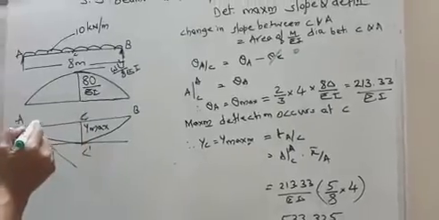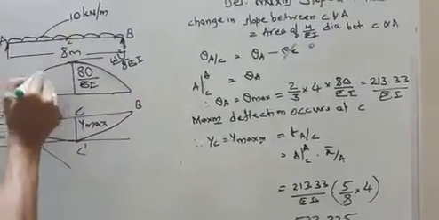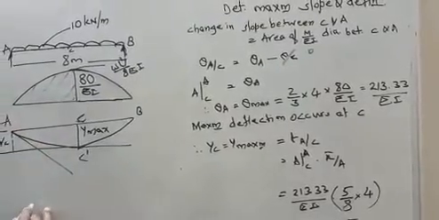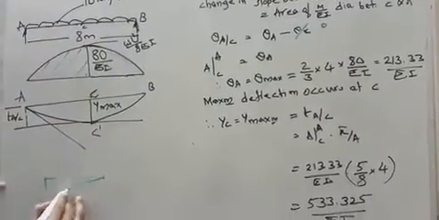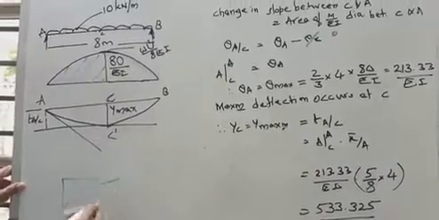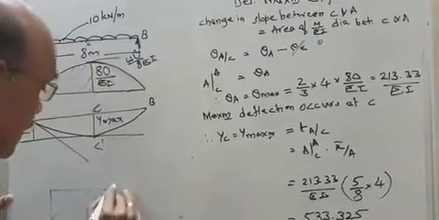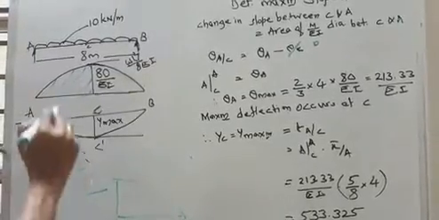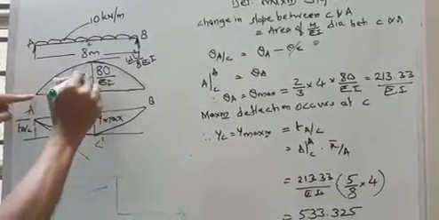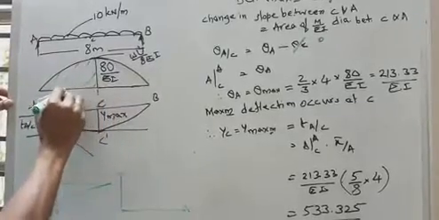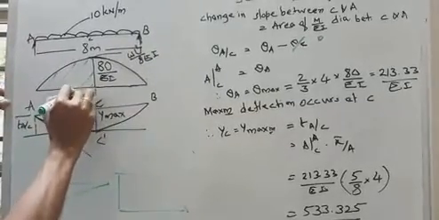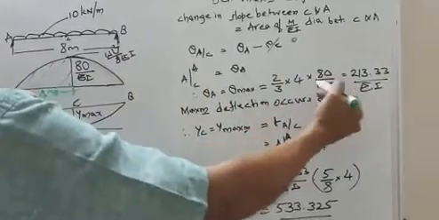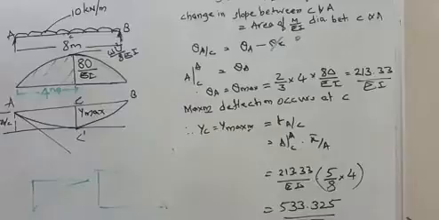What is the area of M by EI diagram between C and A? Now this is the area of M by EI diagram between C and A. So in cantilevers, you know that if you take the bending moment diagram, this is 1/3 of the base into height. Now for this case, it will be 2/3 of the rectangle covered by that curve. So 2/3 of base, which is 4 because it is the center, so this is 4 meter, 2/3 of 4 into height. So this will give 213.33 by EI.